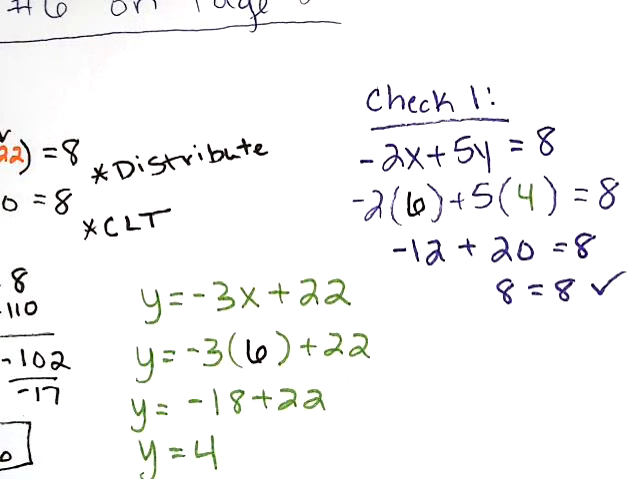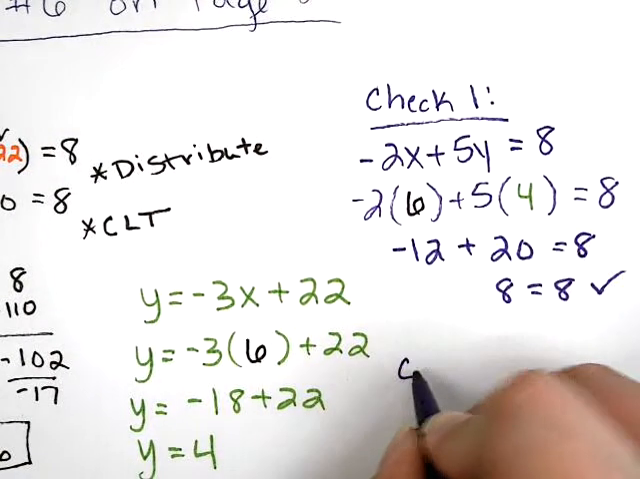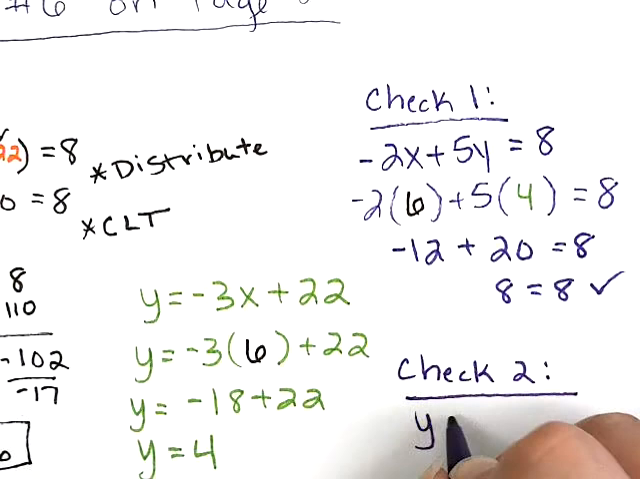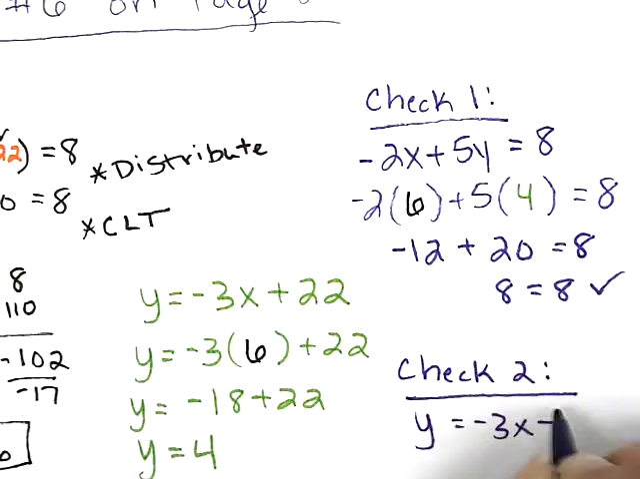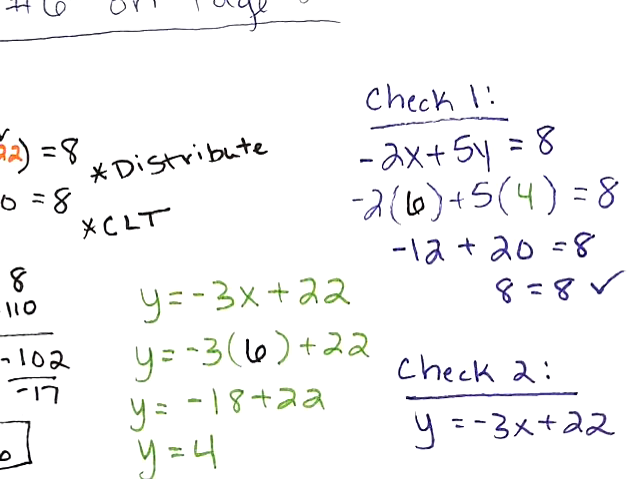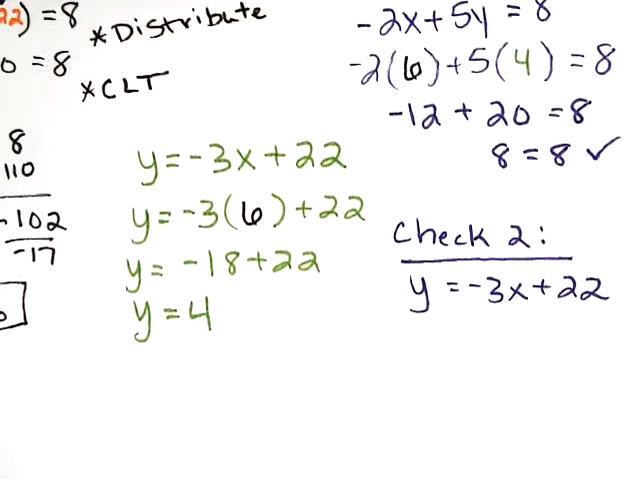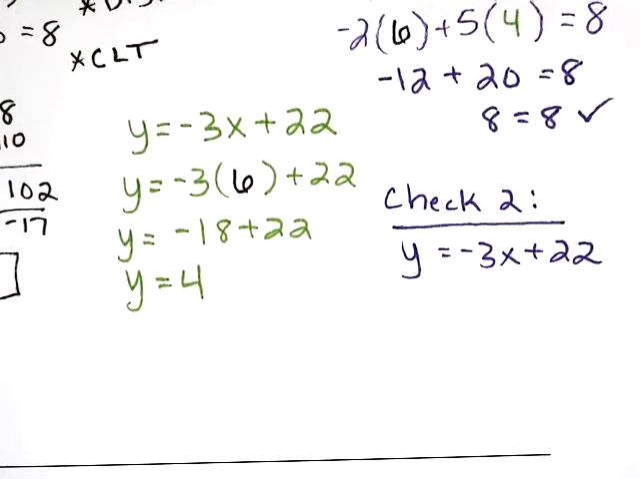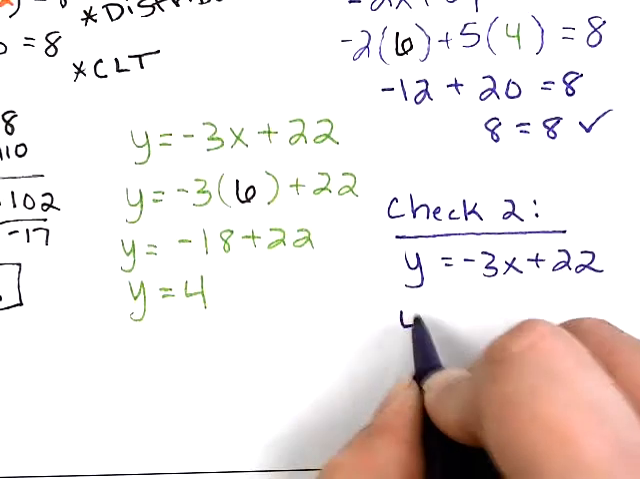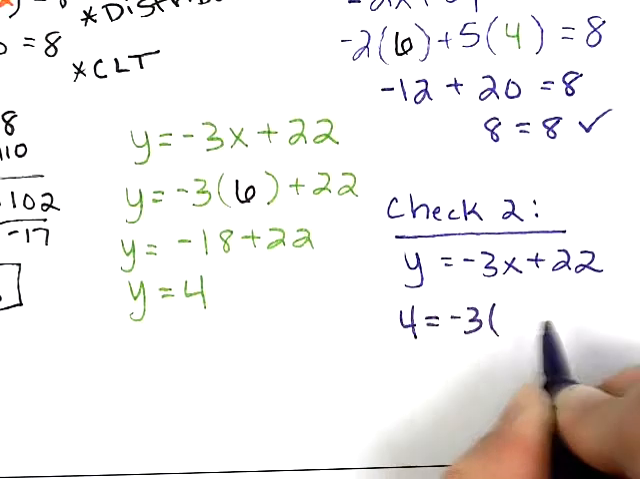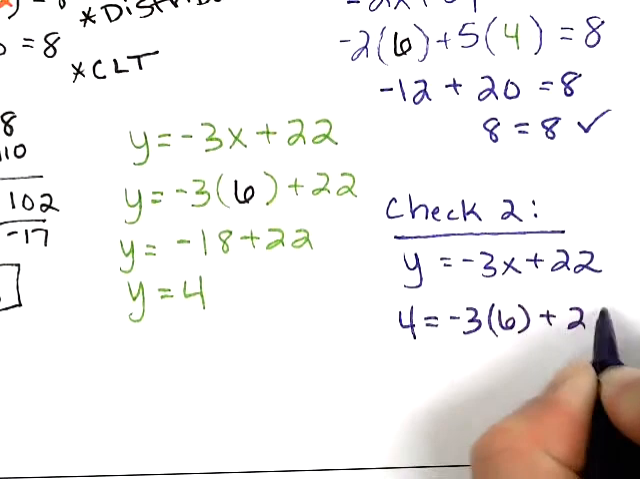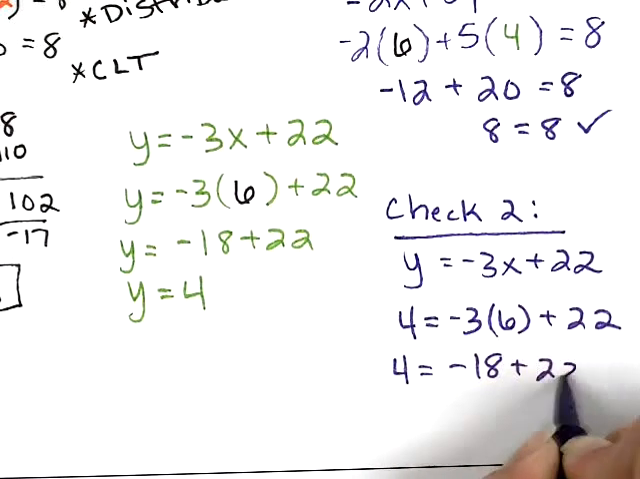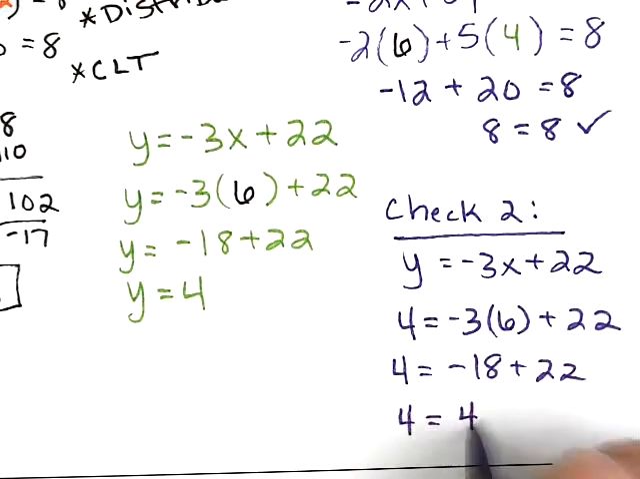Now I want to double check my second equation also. So I'm going to write check 2. My second equation is y equals negative 3x plus 22. Make sure when you're checking your equations that you're writing that original equation, all right, because you don't want to start mixing up the two equations and having all that crazy stuff happen. So now let's do check 2. We've got our y value we found was 4, negative 3, our x value was 6, plus 22. So 4 equals negative 18 plus 22. So 4 equals 4, we are good.